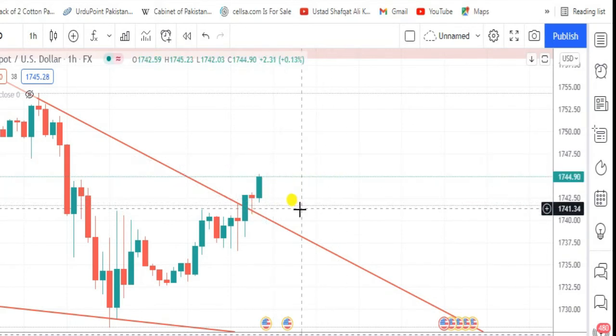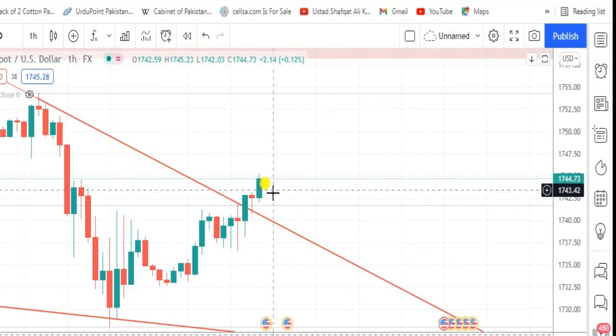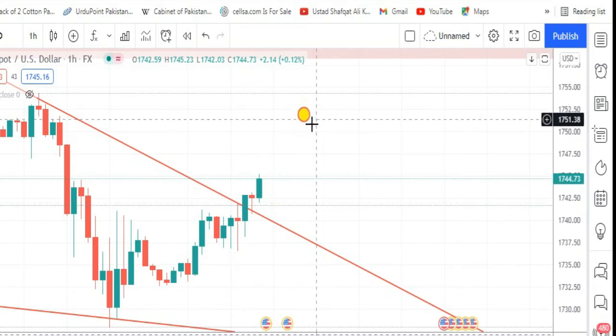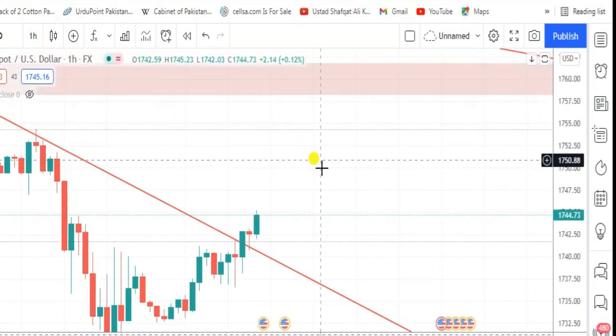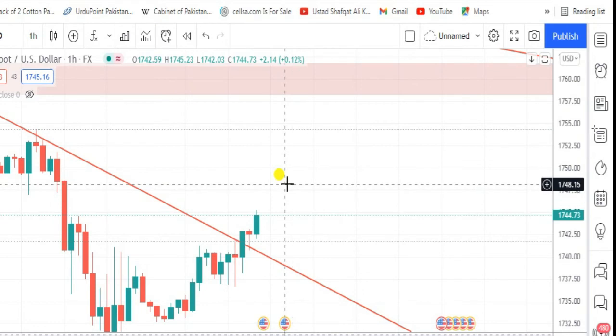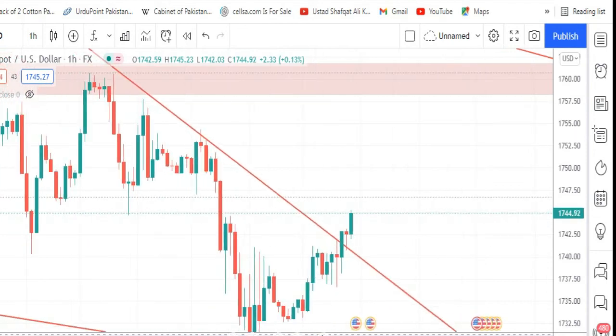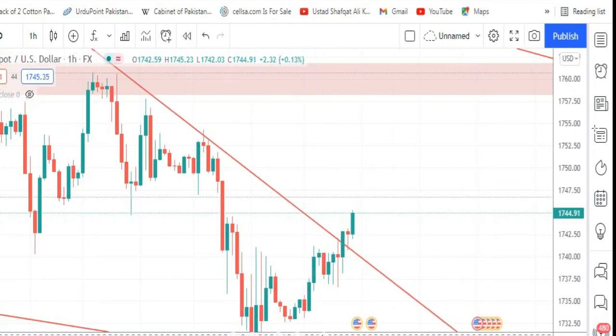So I think if the market would retest a little bit, 1740 or 1730, or 38, there you guys have to look for buy trades, and our buy target would be 1760. So 1760 would be the deciding area for gold. If the market respects that area, then we would look for more buy trades. Otherwise, there's still a possibility of a sell.